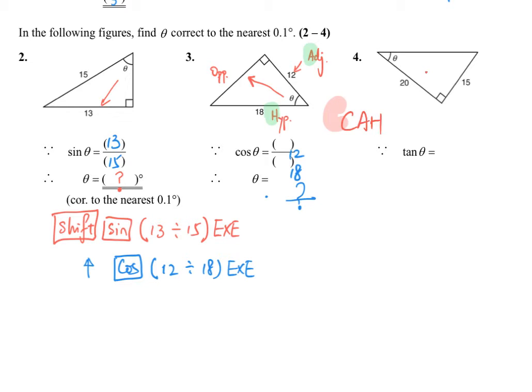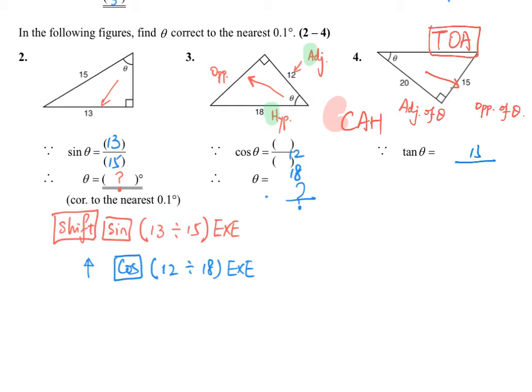And the last question, question 4: 15 is the opposite side of theta, and 20 we call the adjacent side of theta. So we need to use TOA, okay? TOA, T-O-A. Tangent theta equals the opposite side over the adjacent side.